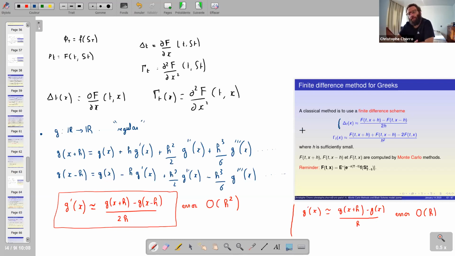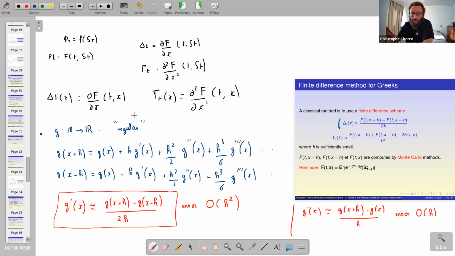That is, okay, the delta, that is the derivative of capital F, may be approximated using this formula this way. It's what we call the finite difference scheme in order to approximate a derivative by this rate.